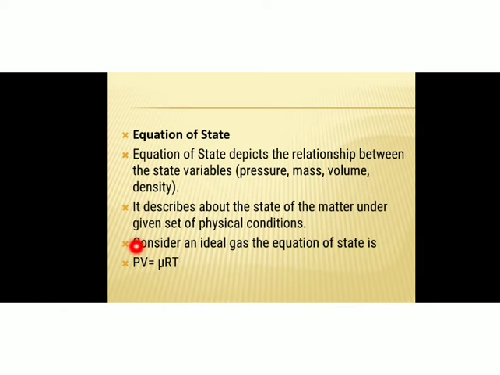And here this equation relates the variables like pressure, volume and temperature with each other, because P is pressure, V is volume, T is temperature, and this equation relates the macroscopic state variables pressure, volume with the temperature. So this equation can be considered as the equation of state for an ideal gas. And this equation of state describes the state of matter under the given set of physical conditions.